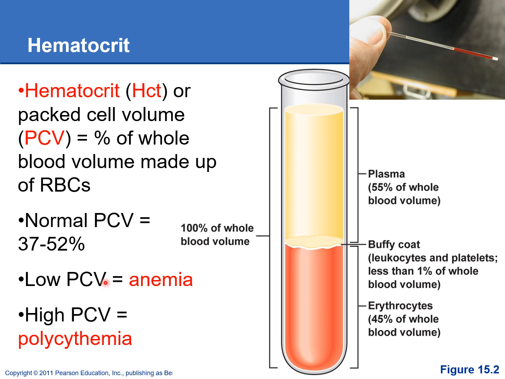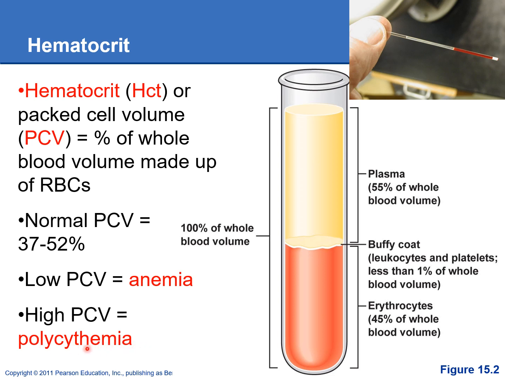And if you have a low PCV, that's below the normal range of 37 to 52%, then you're anemic, which just means that you don't have enough red blood cells. And if your PCV is higher than the 52%, then you have polycythemia. So poly just meaning many, cyte is cell, and emia is just talking about the blood. So you have too many red blood cells in the blood.